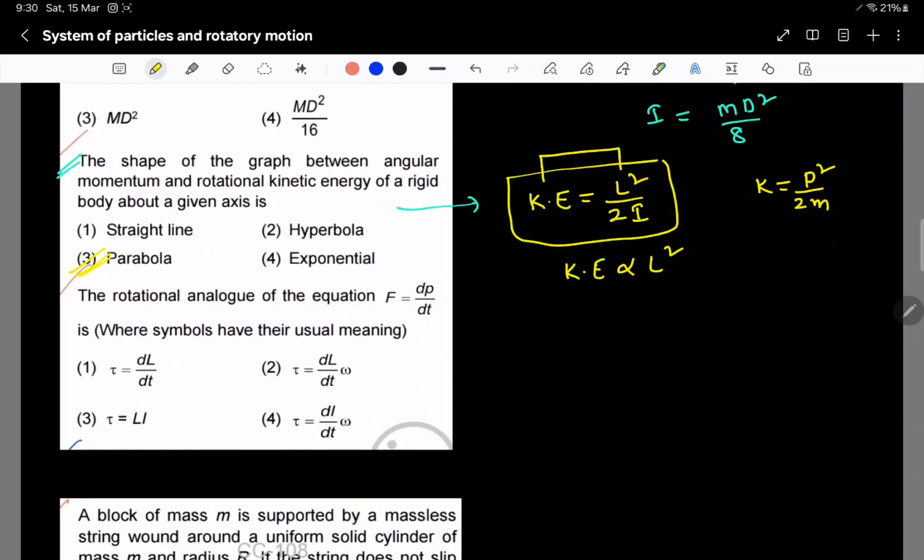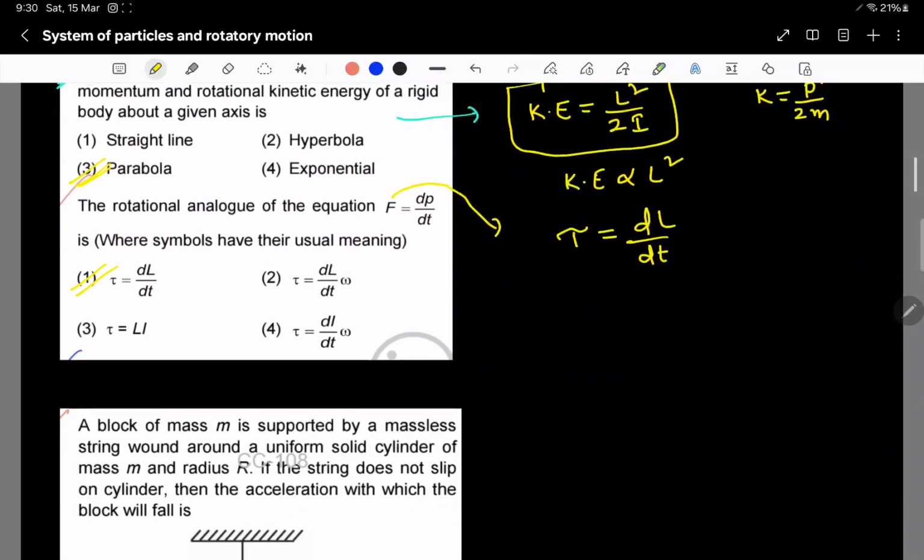Next question. Rotational analog of the equation F equals dp by dt. In translational motion it is force; in rotational motion here it is torque. Direct only, students: torque tau equals d by dt of the rotational analog of linear momentum, which is angular momentum. So tau equals dL by dt, first option only given. Easy, students.